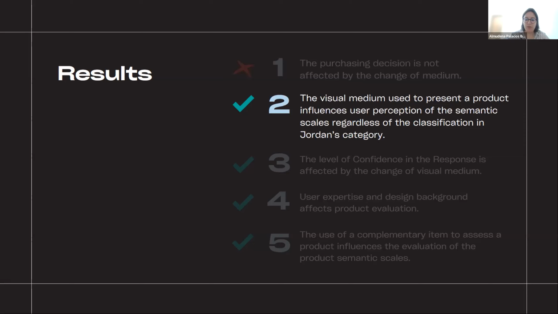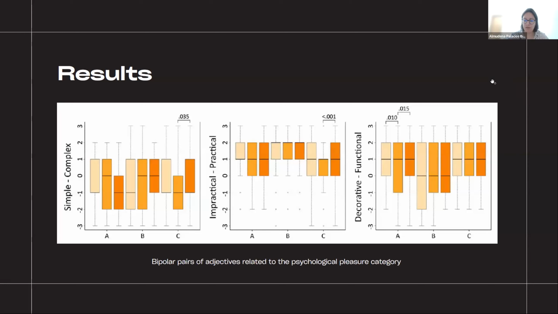This hypothesis was accepted. The visualization medium used to present the product influenced user perception of the semantic scales, but not all semantic scales were influenced in the same manner. So as you can see here, the umbrella stand B didn't show differences between the visualization techniques used. Umbrella stand C, sorry, showed differences for simple and complex, and also for impractical and practical, and then the design A showed differences for decorative and function.